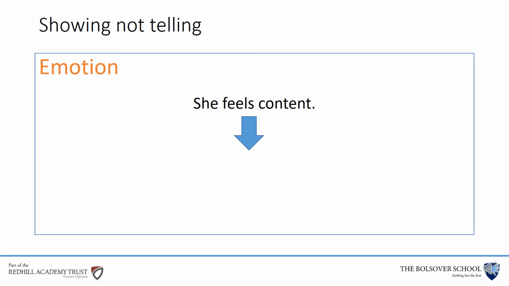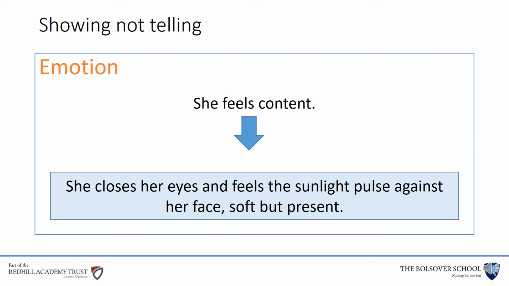When we're thinking about character, we can also think about emotions. We think about how that character is feeling. In this example, the character feels content. It's a nice feeling, and therefore it needs a gentle description. She closes her eyes and feels the sunlight pulse against her face, soft but present. If she wasn't content, for example, if she was feeling flustered or agitated, you would change the description of the sun. Instead of it feeling a nice feeling, it would become something harsher instead of soft.